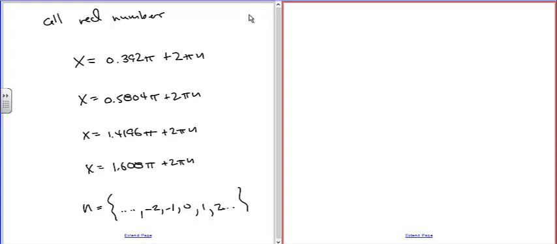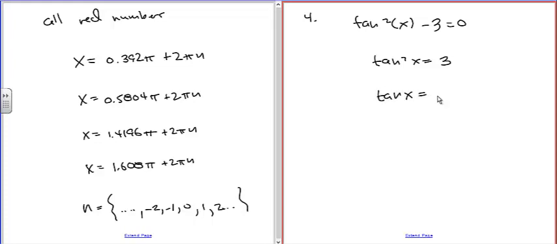Okay, the next one, you could use the unit circle or use a calculator. So you get tangent squared of x minus 3 is equal to 0. If you add 3 to both sides, you get tangent squared of x equals 3. A lot of you forgot to do plus and minus here, so you get plus and minus the square root of 3.